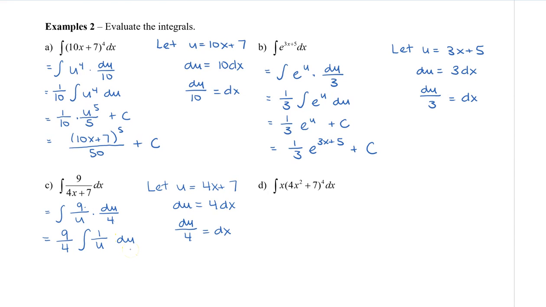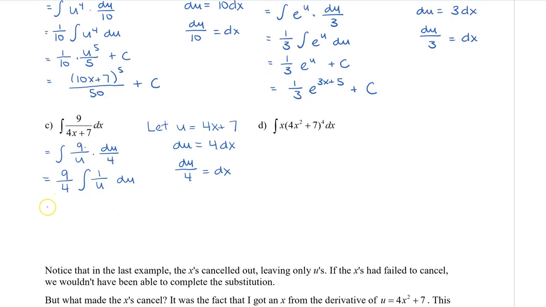And if you recall, the integral of 1 over u is the natural log. So we have the natural log of the absolute value of u plus c. And then substituting u back in, I get 9/4 natural log of 4x plus 7, and then plus c.